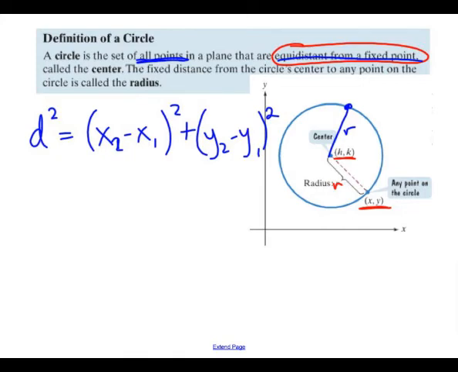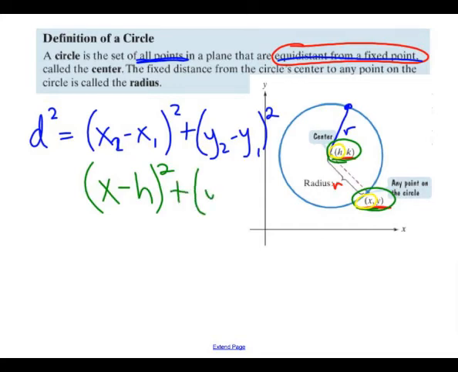So now what we have is x2 minus x1 squared. Well, in our case, one of our points is h, k and the other one is x, y. So our formula is going to be x minus h squared, because that's the difference between the x's, x and h, plus the difference of the y squared. So I've got to keep the same point first: y minus k squared. So now it's y minus k. And that equals the radius squared, because we want the distance to stay r.